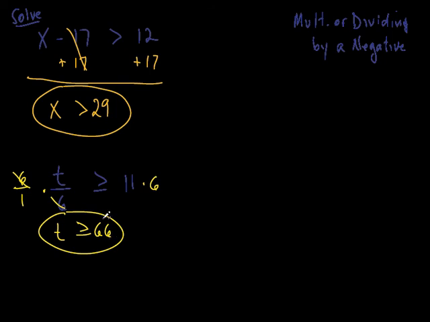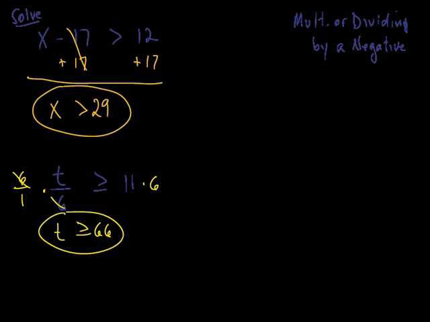So it could be 66 is our answer, or it could be 67, or it could be 66.1, or it could be 66.001, or it could be a billion. All right, any of those answers would work, but this is how we write our final answer. Let's skip part B to that because it's very similar to this.